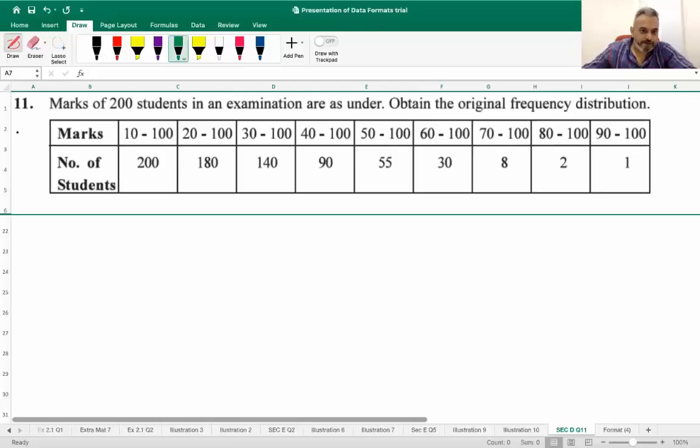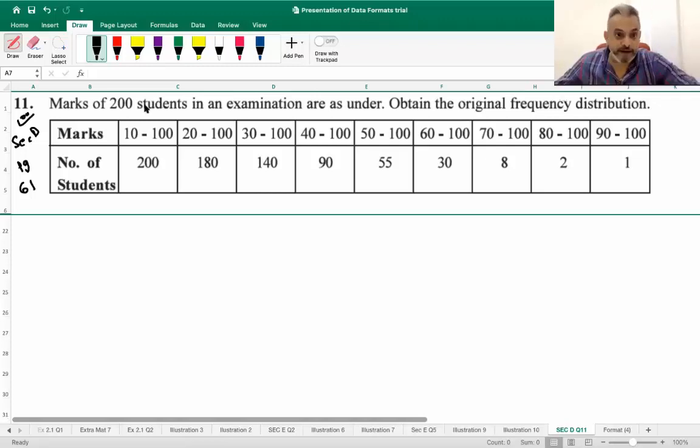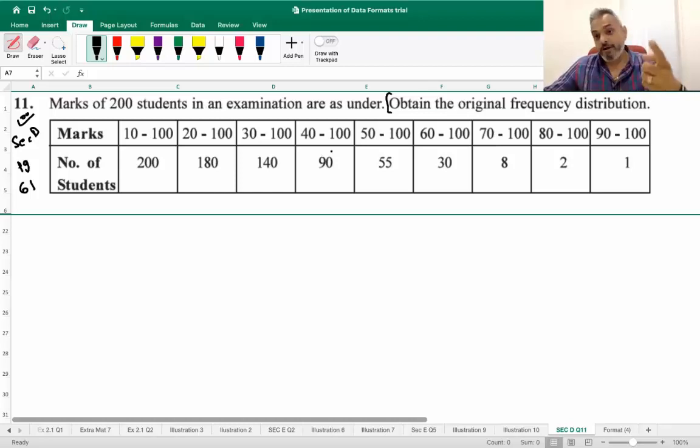This question is from section D, page number 61. Now, again an important one. Why important? Because such questions will come in the next chapter also. Where you are given marks and number of students, you will not be given the original frequency. You will be asked to find the mean. So we should not just start reading directly; we have to understand what information is given here. Always read the question first and understand it and then only start solving.